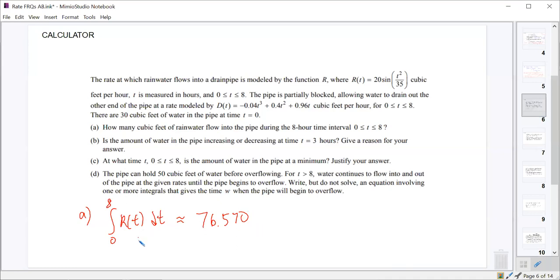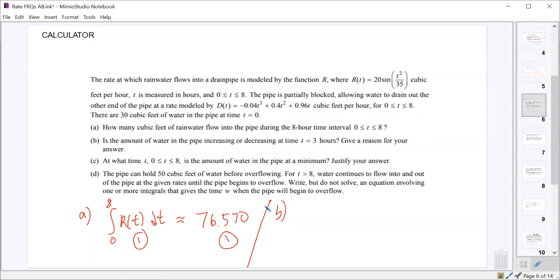2 points, one for the integral, one for the answer. Hopefully part A should have been a nice, easy 2 points. Okay. Part B says, is the amount of water in the pipe increasing or decreasing?